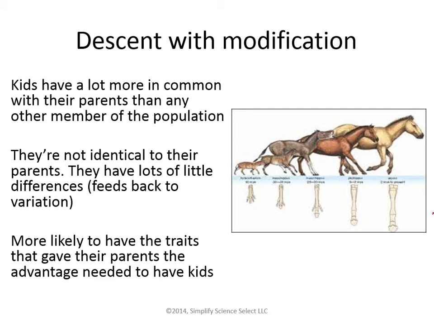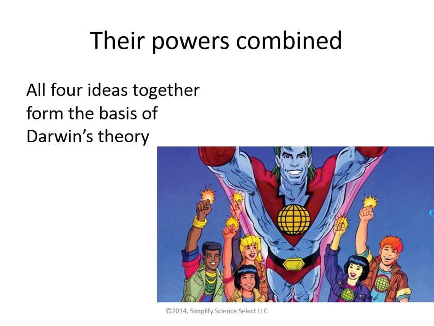So whoever is having kids, say these rodents or these horses, the ones having the most kids are having kids that are mostly like them. So if you agree with our fourth point, which is that when organisms have kids, they tend to be pretty similar to them, but not the same, but pretty similar, then that is our fourth point. So all four ideas together, if you agreed with all four, that is the theory of evolution.